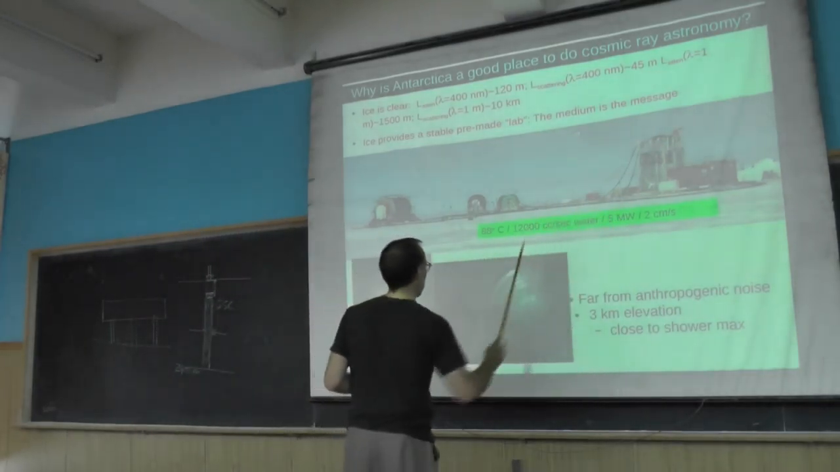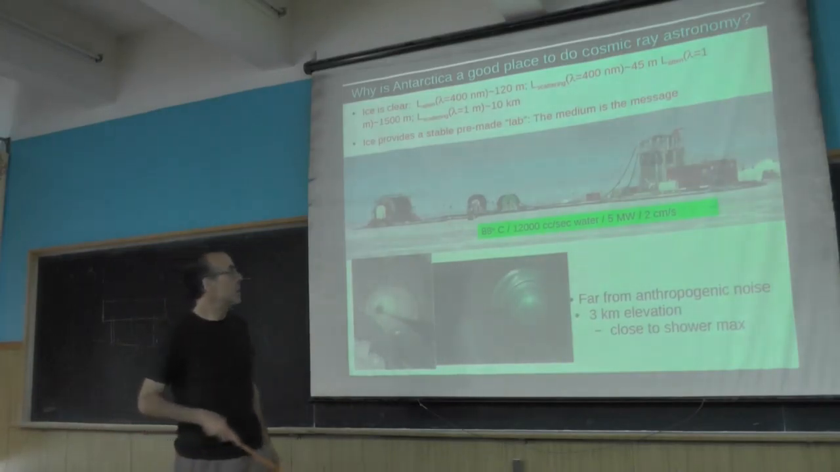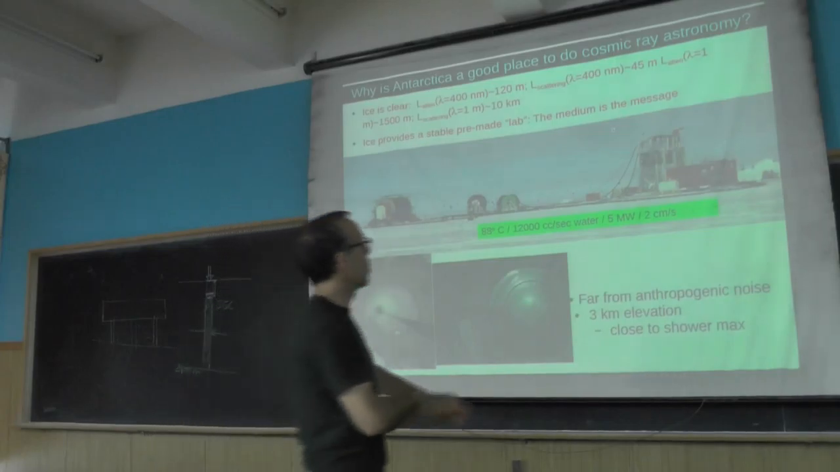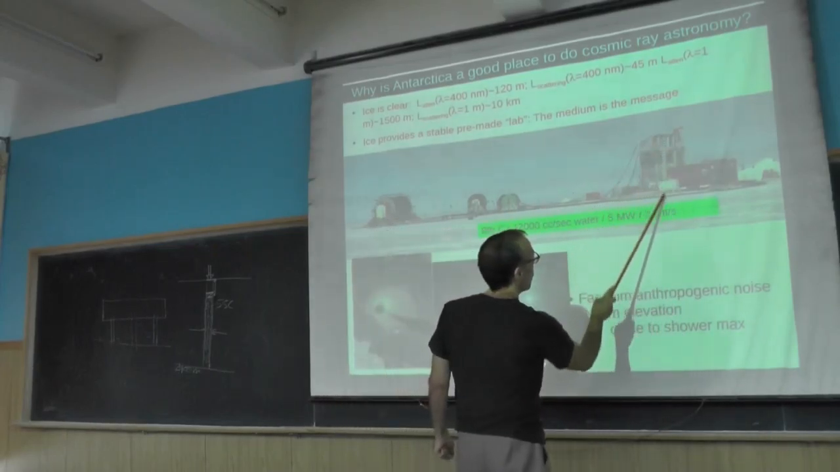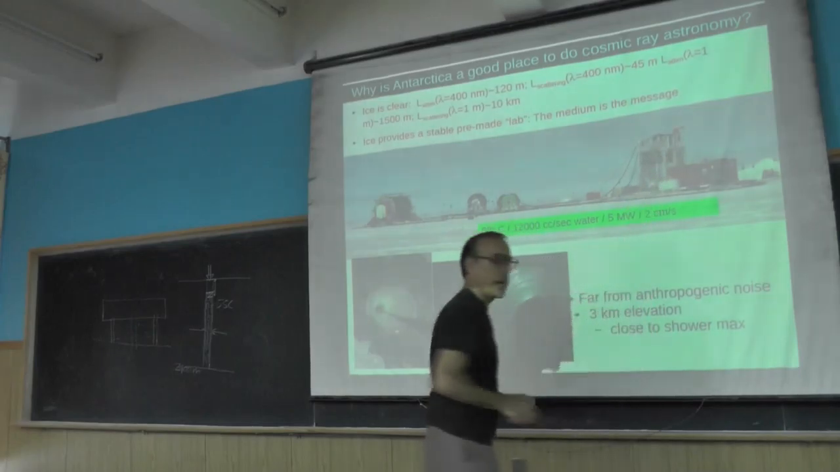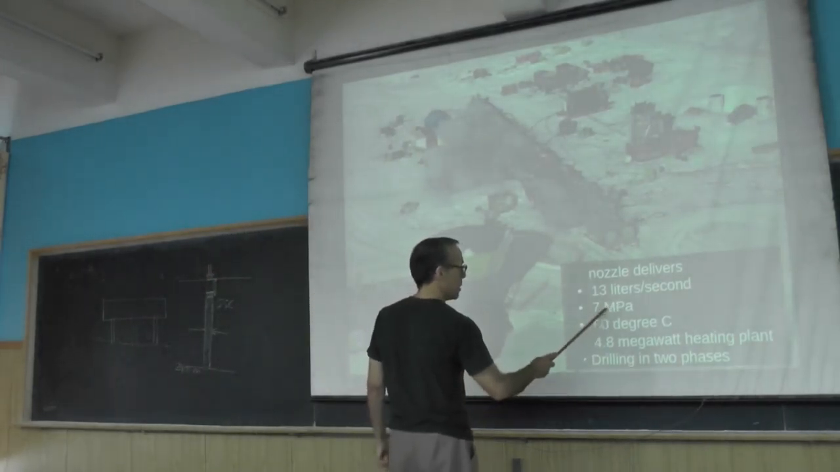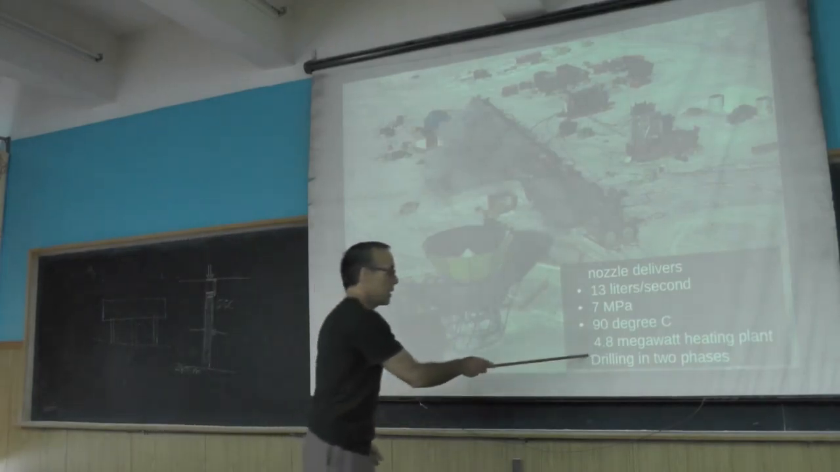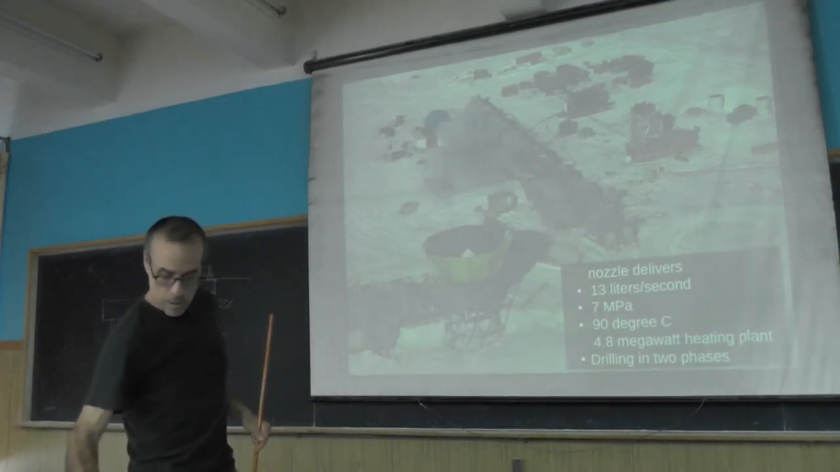Anyway, so this is what they used to drill 86 holes down to a depth of 2,400 meters. And it's like I said before, a remarkable engineering achievement. And all this is just for reheating the water. This is the scaffolding, so the hole is actually inside here. This is just a guide, and then you drill the hole inside that scaffolding. Okay, this is another picture of the whole setup. So the maximum pressure in this whole system is 7 megapascals. 4.8 megawatt heating plant. And the drilling actually goes in two phases, but again, I won't talk about that.